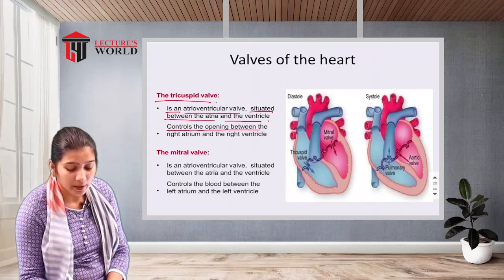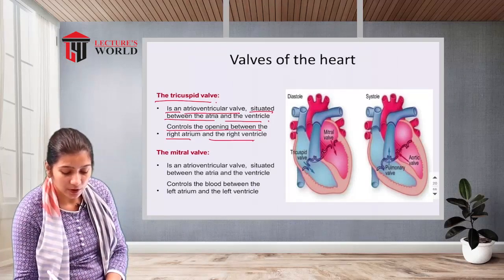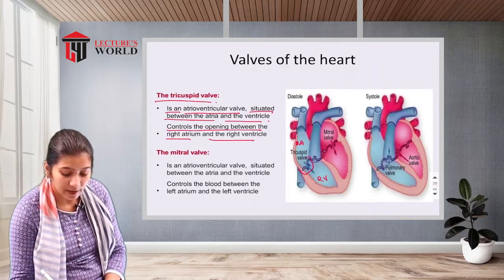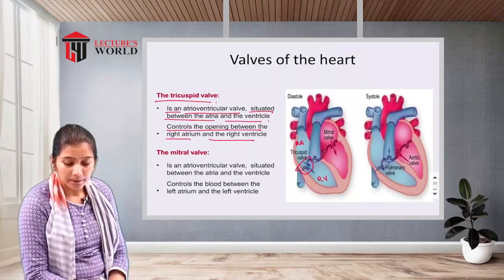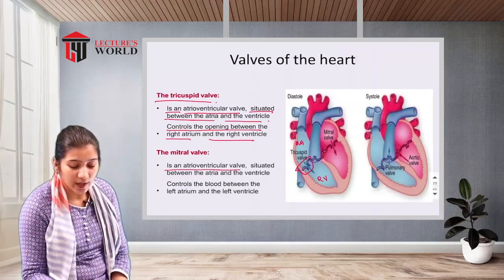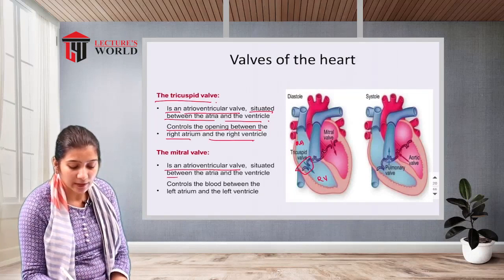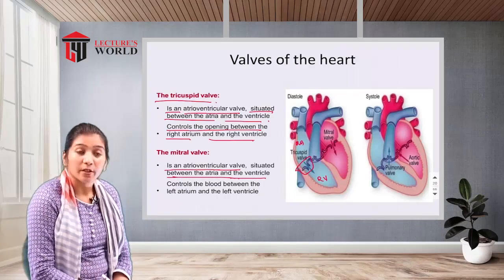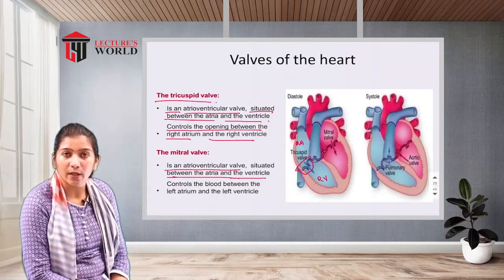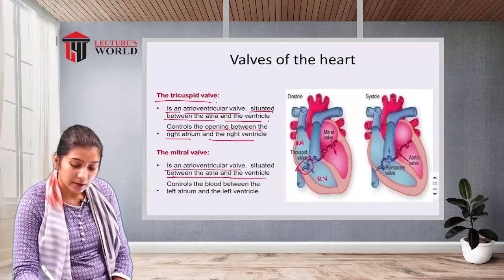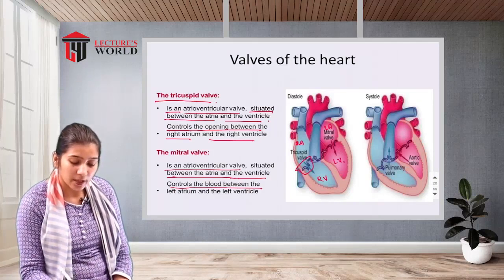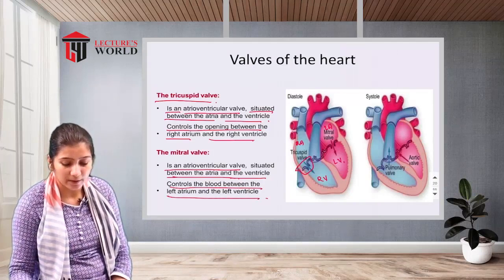It controls the opening between the right atrium and the right ventricle. So this is the right atrium and the lower chamber is the right ventricle. Between them there is the tricuspid valve. Next one is the mitral valve. It is also an atrioventricular valve situated between the atria and the ventricles. So the mitral valve is also present between the atrium and ventricle, which is why it is known as an atrioventricular valve. It is present between the left atrium and the left ventricle. It controls the blood between the left atrium and left ventricle.